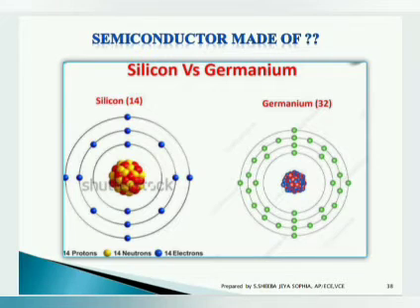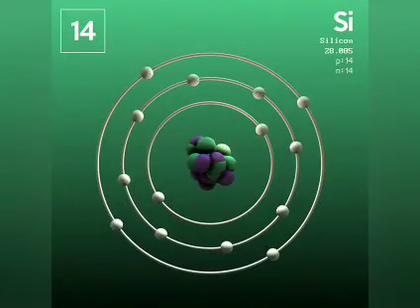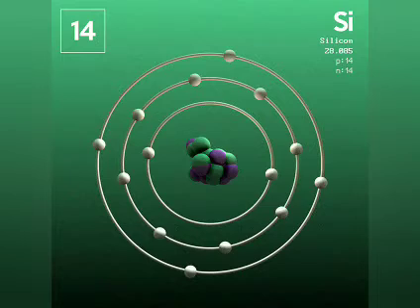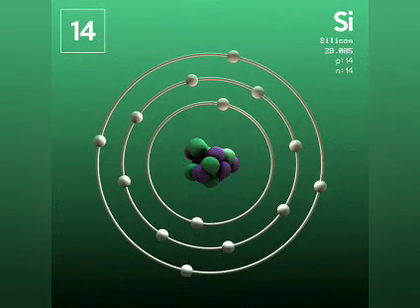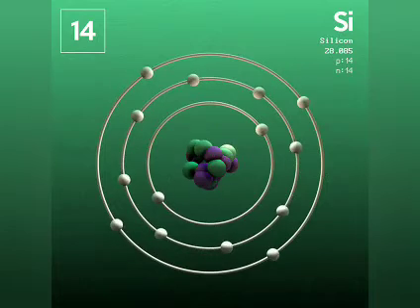If you take for example silicon, it has 14 protons, 14 neutrons and 14 electrons. It's in a balanced condition. So it is mainly preferred for semiconductors. And it withstands the heat also, so that it can be applied in many large scale applications.